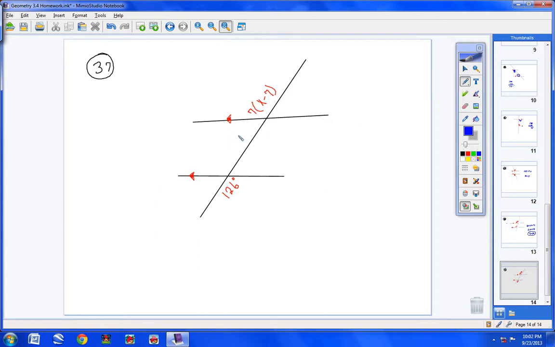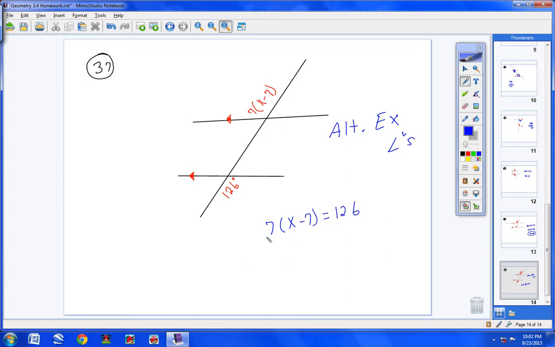Okay, now notice I have an exterior angle and an exterior angle. They're both on the outside of the two parallel lines. And notice how they're on different sides of the transversal. One's on the left side and one's on the right side. We call those types of angles alternate exterior angles. Alternate exterior angles. And we learned that they're always congruent. Alternate exterior angles are congruent when you have two parallel lines cut by a transversal. So I'm going to take 7 parentheses x minus 7 and set it equal to 126.